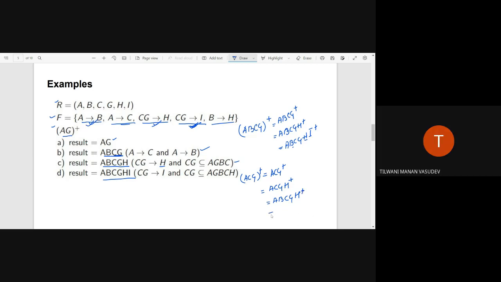Then we can have ABCGHI, because CG also determines I. Yes, that's right. Okay, so if we take for AH. Anybody who would like to volunteer?